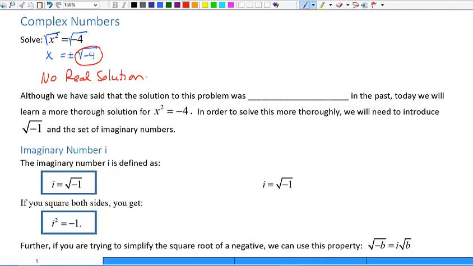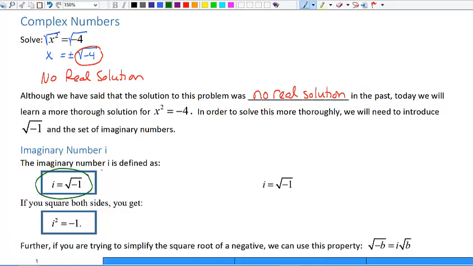Now, although in the past we have said that this solution to this problem was no real solution, today we will learn a more thorough solution for x squared equals negative 4. In order to solve this more thoroughly, we will need to introduce the square root of negative 1 and the set of imaginary numbers. So from here on out, if you ever see the square root of negative 1, we are going to define that as the imaginary number i. So i is equal to the square root of negative 1.